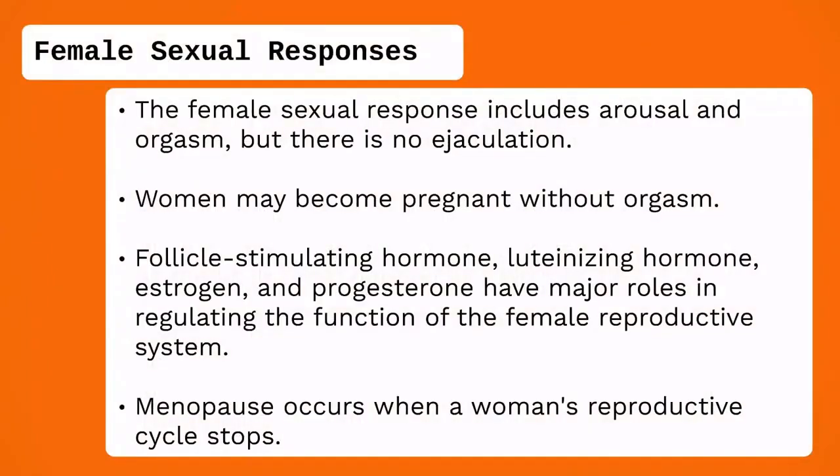The female sexual response includes arousal and orgasm, but there is no ejaculation. Women may become pregnant without orgasm, which is not the same for men. Men do have to orgasm in order to cause pregnancy. Follicle-stimulating hormone, luteinizing hormone, estrogen, and progesterone have major roles in regulating the function of the female reproductive system. Menopause occurs when a woman's reproductive function completely stops later in life. This is typically around 55, and it's when the body has run out of sex cells completely.